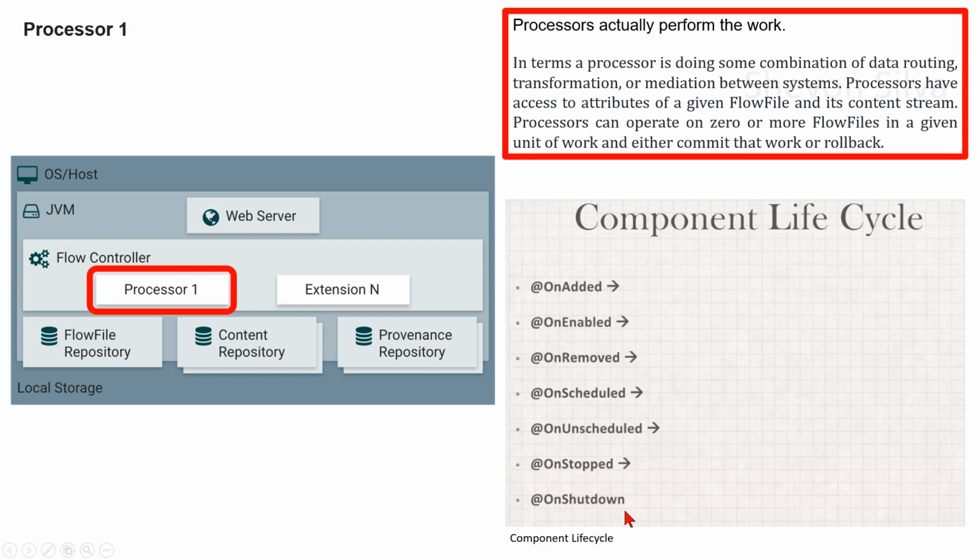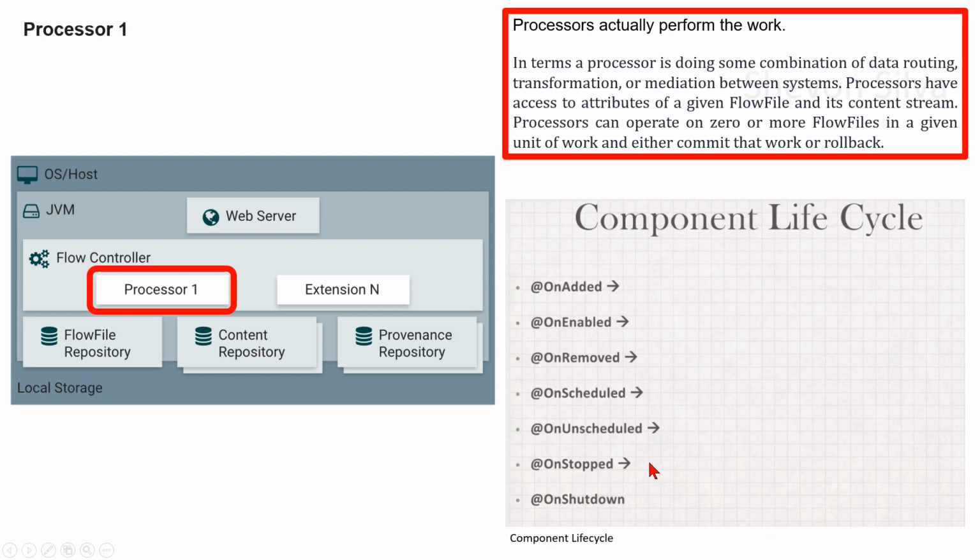Annotation type OnShutdown, the marker annotation a processor, controller service, or reporting task implementation can use to indicate a method should be called whenever the flow is being shut down. This will be called at most once for each component in a JVM life cycle. It is not, however, guaranteed that this method will be called on shutdown, as the service may be killed suddenly.